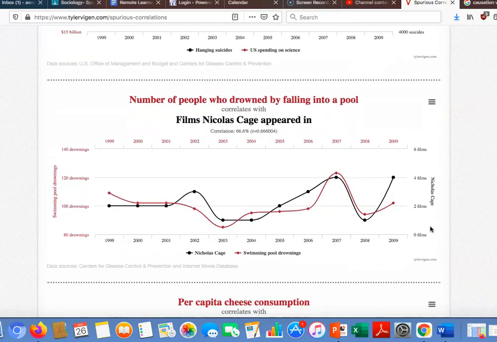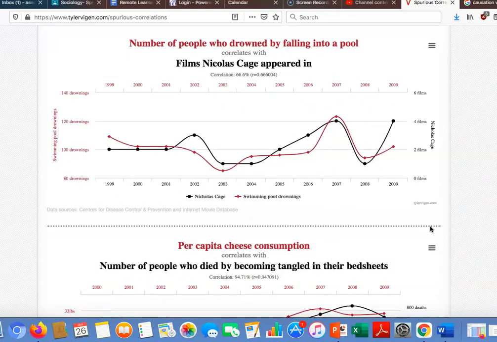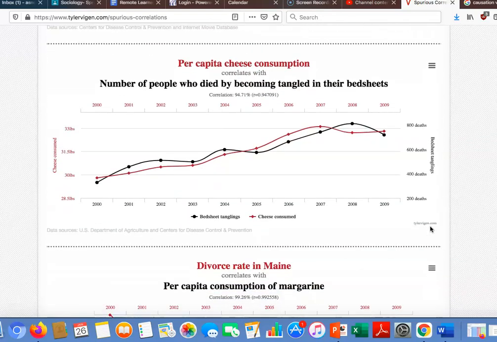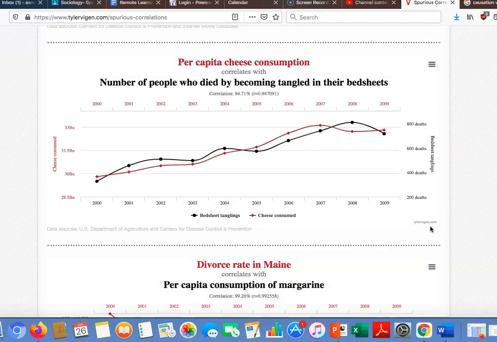So here's a great one. In these spurious correlations, we've got the number of people who drowned by falling into a pool. There's data which shows that it correlates with the number of films that the actor Nicolas Cage has appeared in. There's also data which shows that per capita cheese consumption is correlated to the number of people who died becoming tangled in their bed sheets. That's the number in black there, in 2009, died by being tangled in their bed sheets.